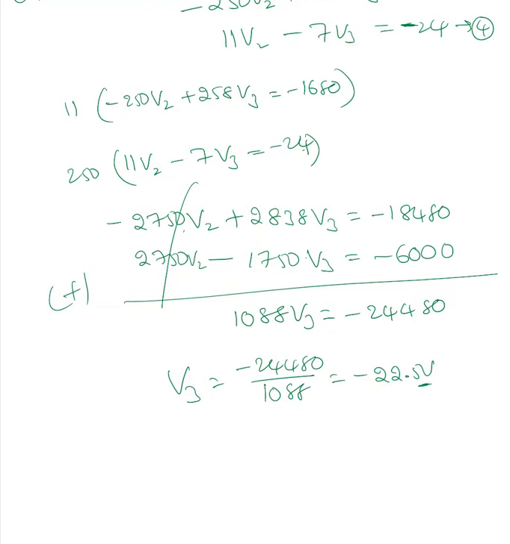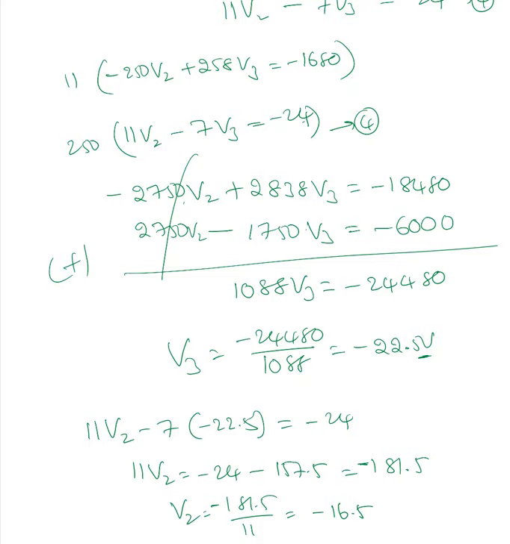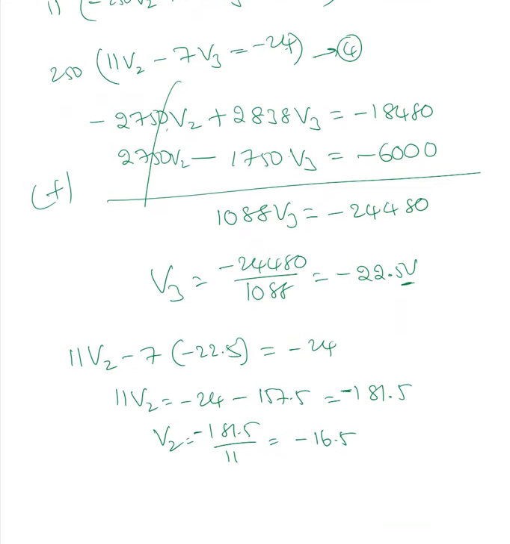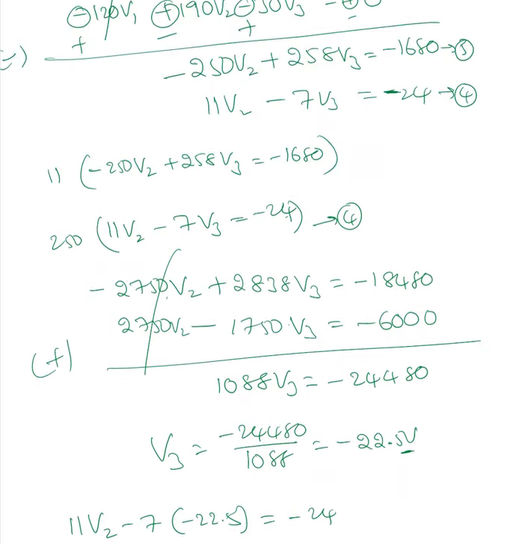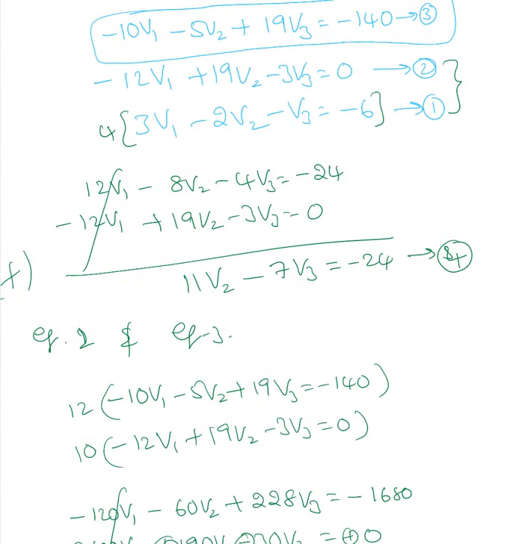Once I have V3, substitute V3 in equation 4. So 11V2 minus 7 times V3, which is minus 22.5, equal to minus 24. If I substitute V3 value in equation 4, I end up with V2 equal to minus 16.5. Now substitute V2 and V3 value in equation 1, 2, 3, any one of those two. You can find V1 value.